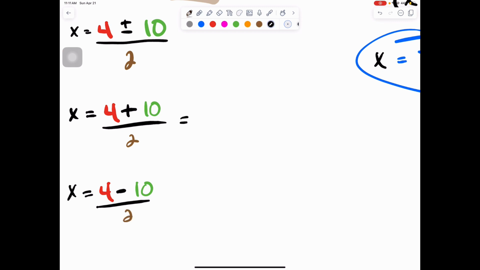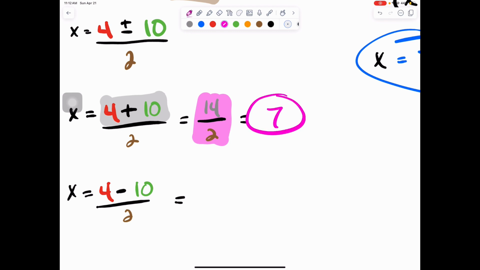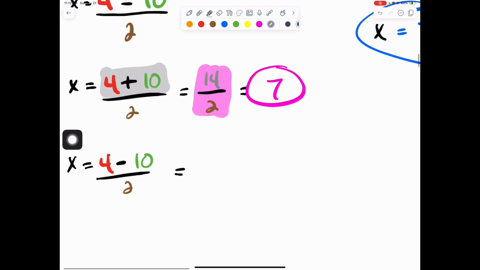So this first one equals, well, if we do 4 plus 10, and let me just color code this for us as well for all computation, 4 plus 10 is 14. Set that over our 2, and I'll color code one last time because 14 divided by 2 equals 7. Go ahead and circle your answer. Sorry about that, miscolor.